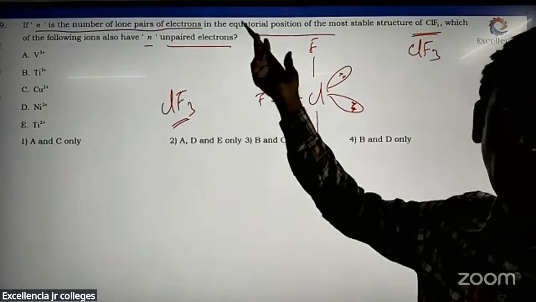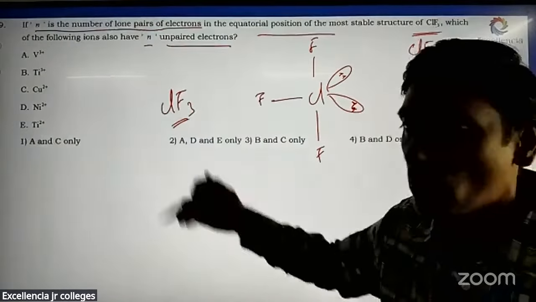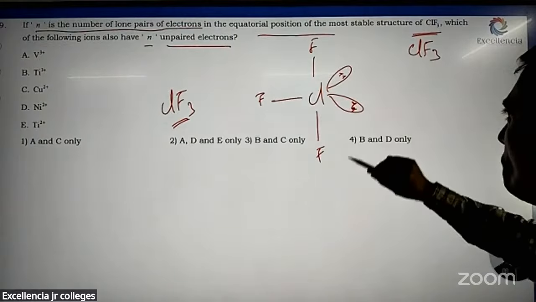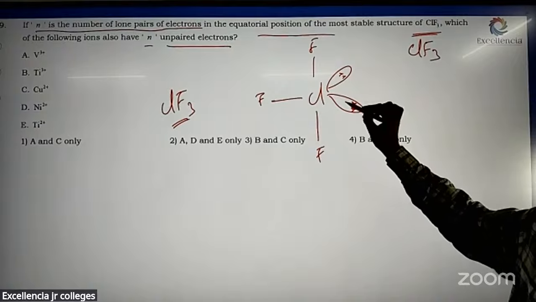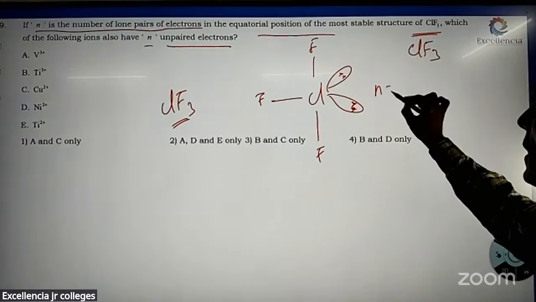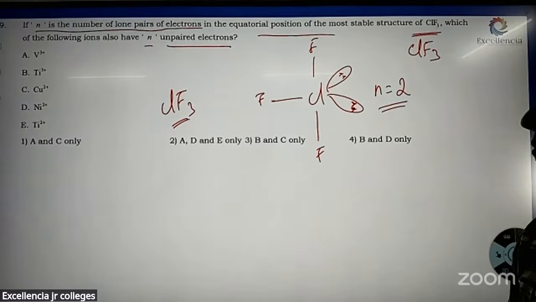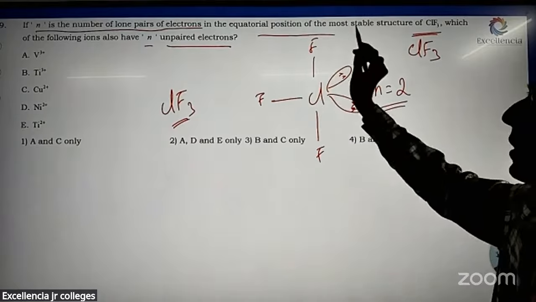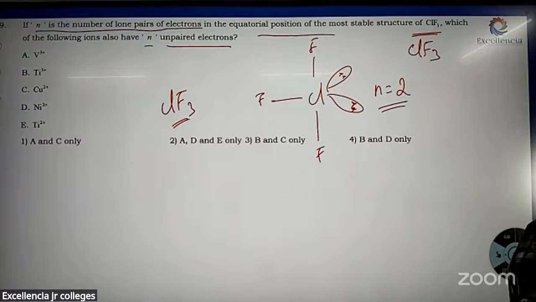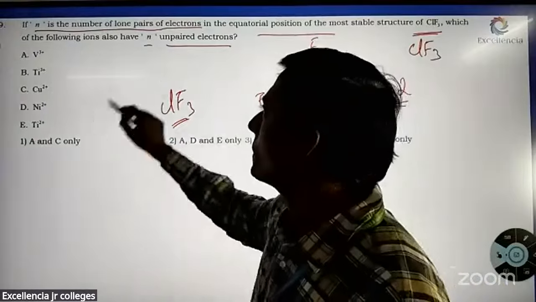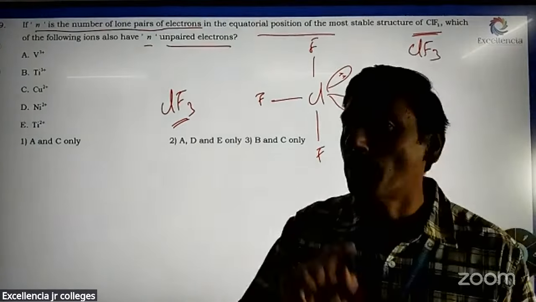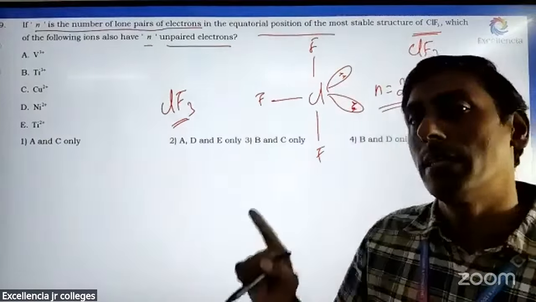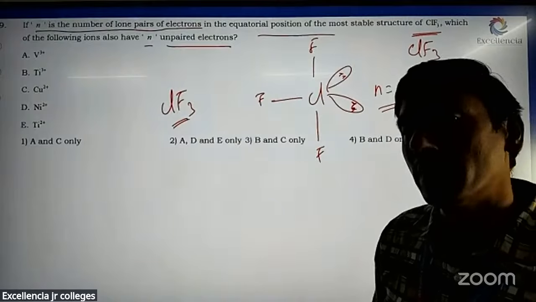They are asking about the lone pairs of electrons and unpaired electrons in those cases. N is the number of lone pairs of electrons. So how many lone pairs are there in this one? 2. So can I take the N value as 2? The number of lone pairs in ClF3 in the equatorial position is 2. Now what they are asking is the same number of unpaired electrons in this species. They are not asking for lone pairs, they are asking for unpaired electrons. So there we should be very careful, otherwise we'll make a mistake.